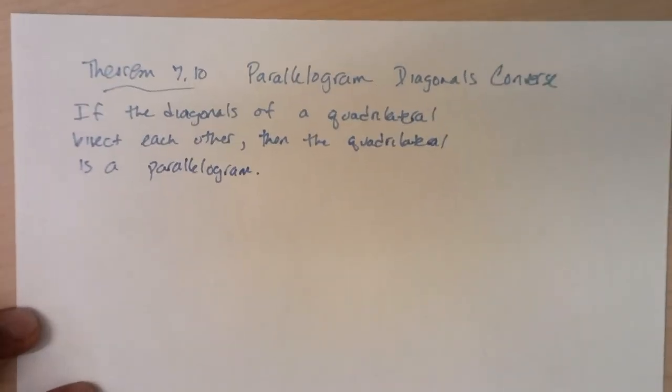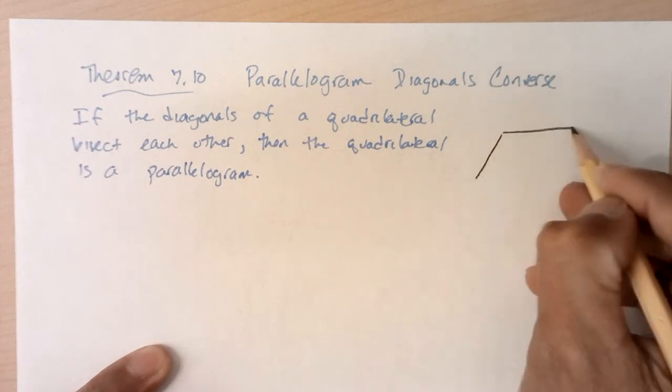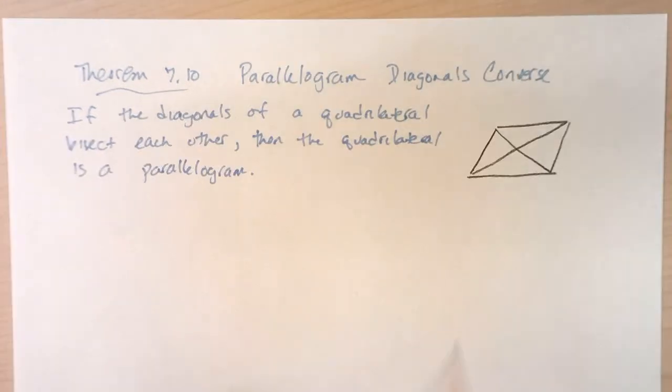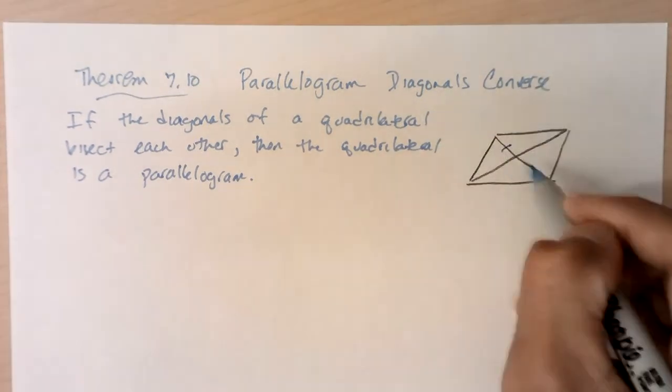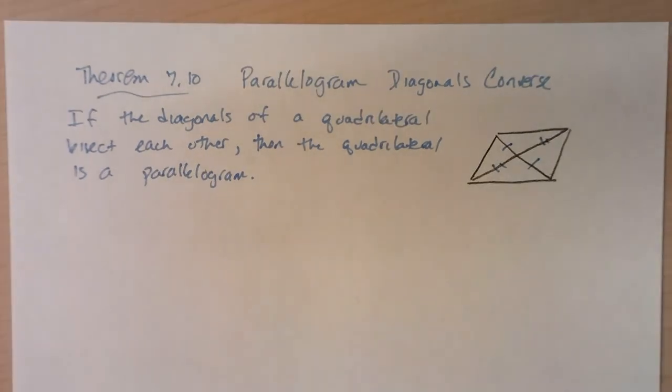Here's the parallelogram diagonals converse written out. And then to go over a specific example, if you have a quadrilateral, and each of the diagonals bisect each other, like I'm showing here using my tick marks, then this quadrilateral is a parallelogram.